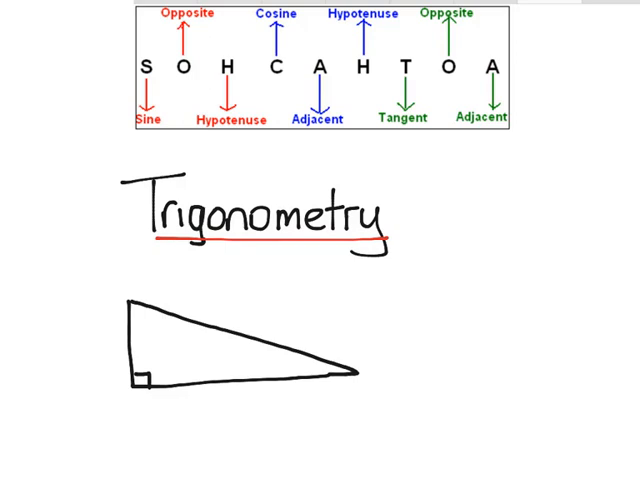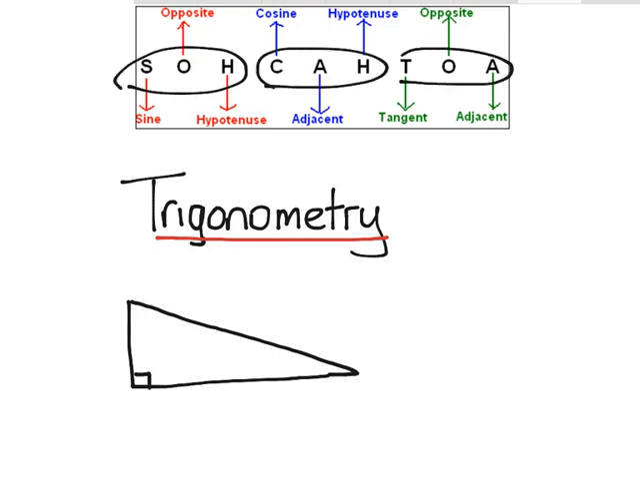Trigonometry is for right-angled triangles. The first thing to do with SOHCAHTOA is to make sure that you label your sides. You can see what the sides equal in this diagram. Before you label your sides, you must first select your angle.